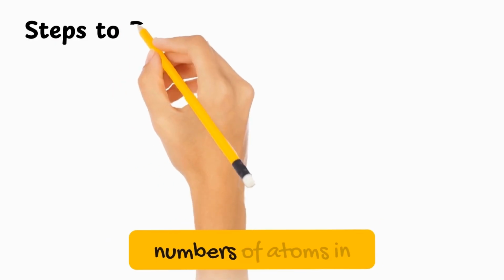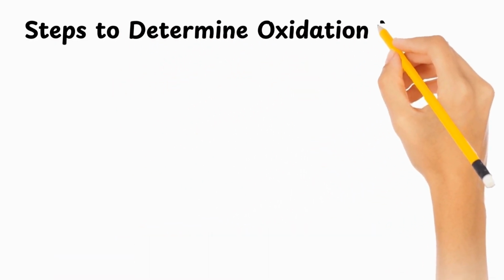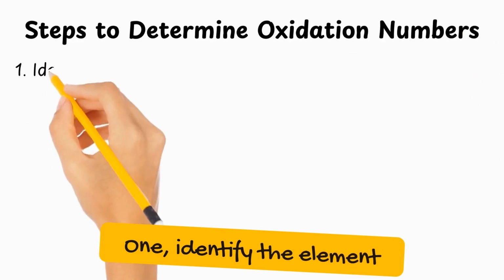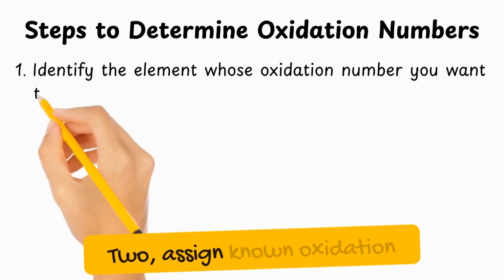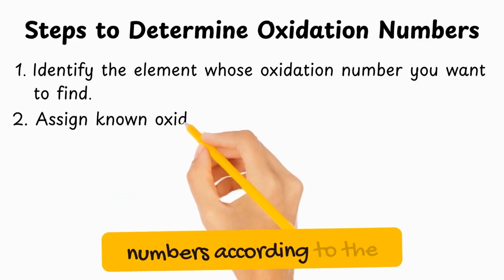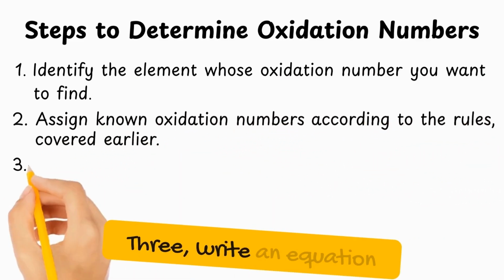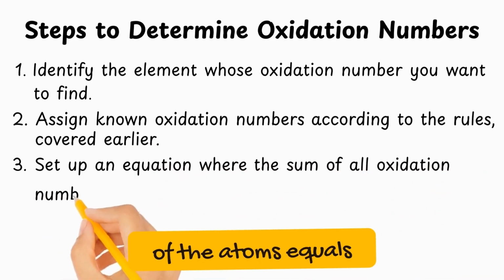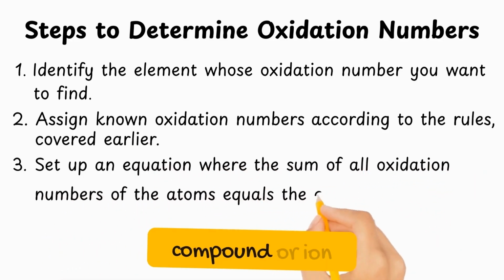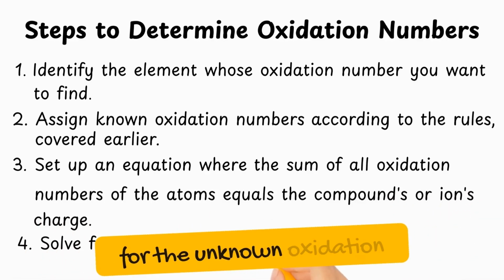To determine the oxidation numbers of atoms in chemical compounds, the following steps are required. 1. Identify the element whose oxidation number you want to determine. 2. Assign known oxidation numbers according to the rules discussed previously. 3. Write an equation in which the sum of all oxidation numbers of the atoms equals the charge of the compound or ion. 4. Solve the equation for the unknown oxidation number.